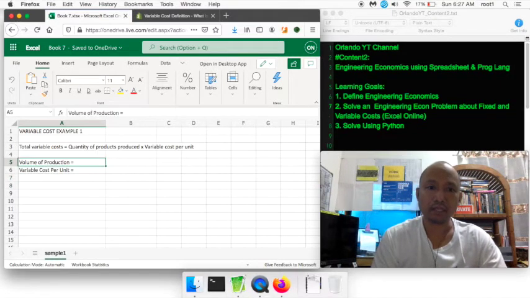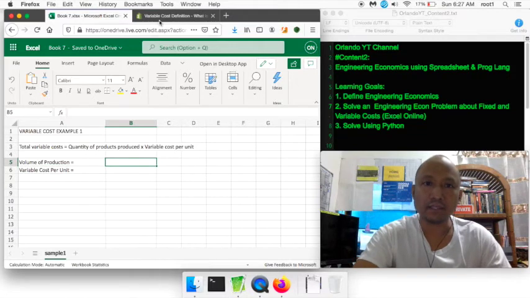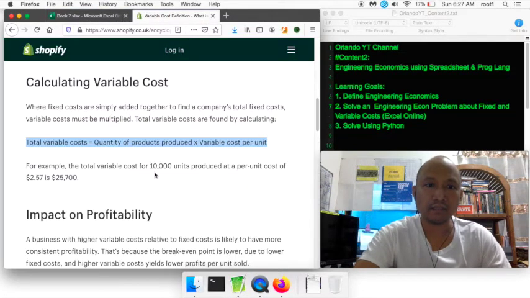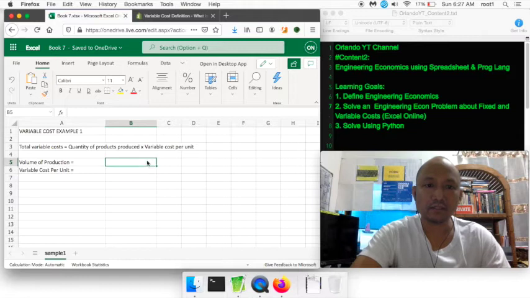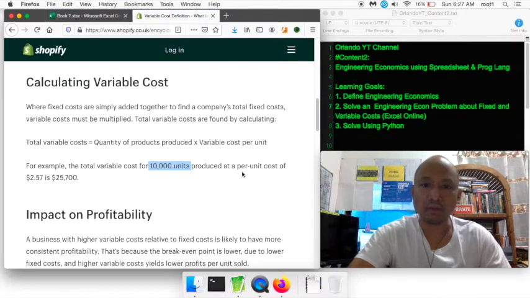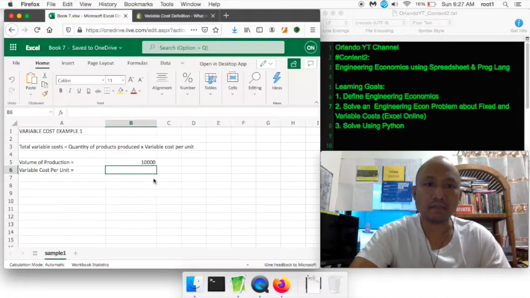So we have the variable cost per unit equals. So we can do it like this and simply just plug in the example. The volume of production in this example is 10,000 units. You just type 10,000, and the variable cost per unit, the per unit cost, is 2.57.